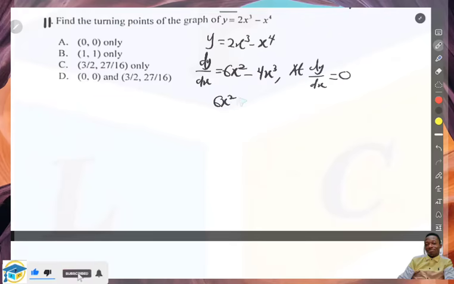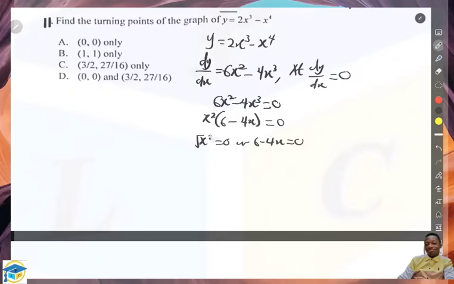Then 6x squared minus 4x cubed should be equal to 0. Here we can factorize some of the x out: x squared into bracket 6 minus 4x should be equal to 0. So we have x squared equal to 0, or 6 minus 4x equal to 0. When you take the square root, we get x equal to 0.